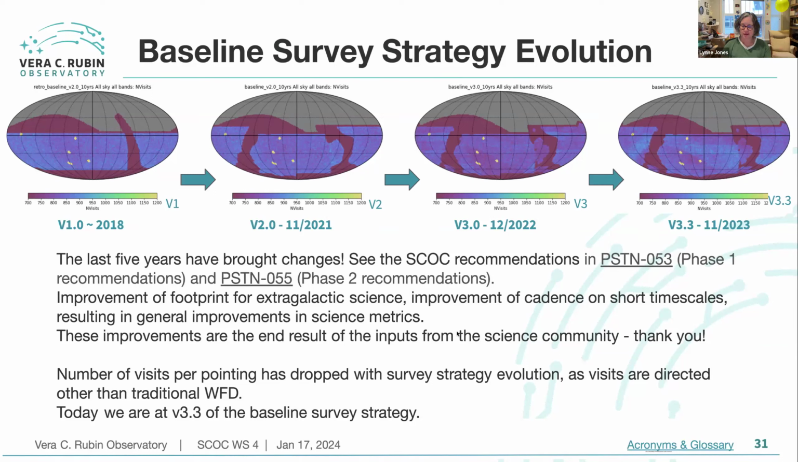As Fed mentioned, over the last 5 years, we've had a lot of changes, and they are in large part due to all of these contributions from the science community. The changes to the footprint, the changes in the cadence on short timescales, all of these have improved the science metrics, and they're all coming from the contributions from the community that have gone to the SCOC and then through the SCOC phase 1 and phase 2 recommendations. So I wanted to also say thank you for all of your hard work, for all of that input and all of that evaluation. At the moment, we're at baseline V3.3 of the survey strategy.